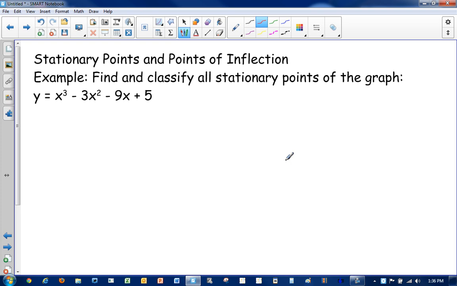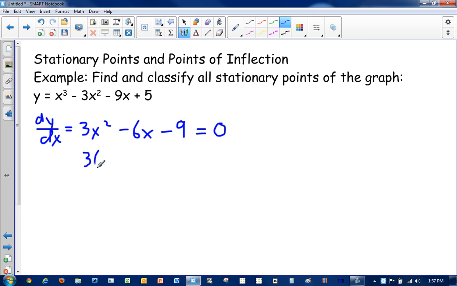So let's do an example. We're going to find and classify all of the stationary points for this graph, and then we'll look at a picture to see if we're right. So taking the derivative, we have dy/dx, and again, you can call it y prime or f prime of x. This is going to be 3x squared minus 6x minus 9. And we're looking for where the first derivative is 0, so let's set that equal to 0 and solve. If I factor this properly, it becomes 3 times (x minus 3) times (x plus 1).